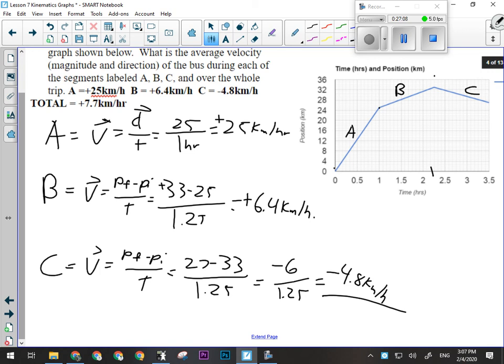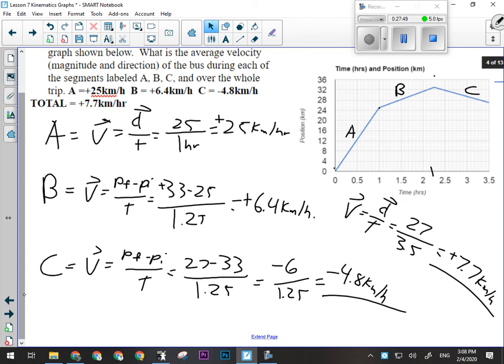Over the whole trip, same calculation we've been doing all along. Average velocity is total displacement over total time. My final position is 27 meters. My initial position is 0, and the total time is 3 1/2 hours. So 27 divided by 3 1/2 should give me positive 7.7 kilometers per hour. Everybody all right with how that one works? So that's a pretty typical position versus time graph type of question that you might get, and be asked to do those kinds of calculations. All right.